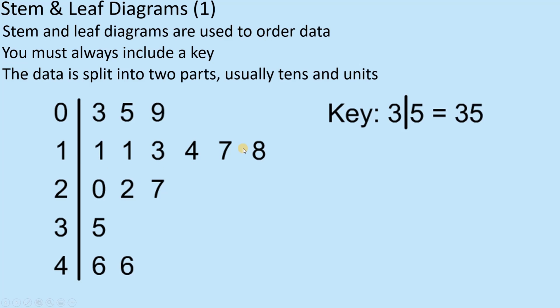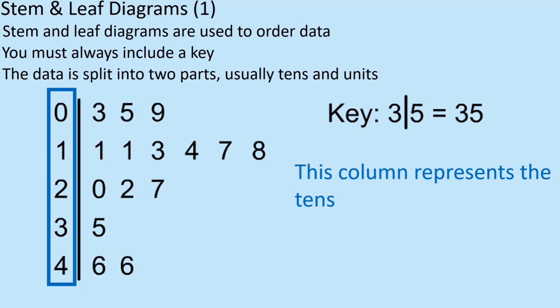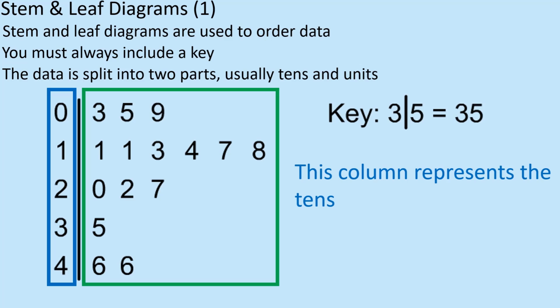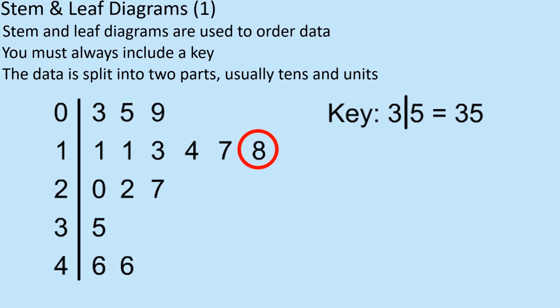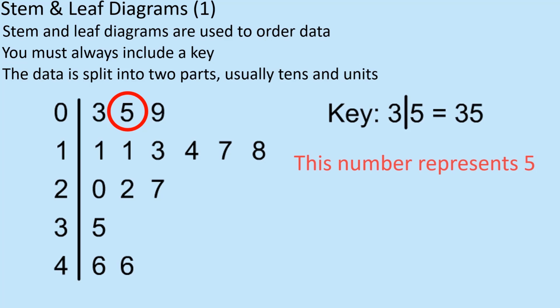So that's how a stem and leaf diagram looks. There's your tens column, and these represent tens. And these all represent the ones or units, essentially. And that's how it's put together. Nothing more complicated than that. It's just a way of representing data. If you were asked what that number represented, it would be 18. That number there would be 20, and that number there would be 5.